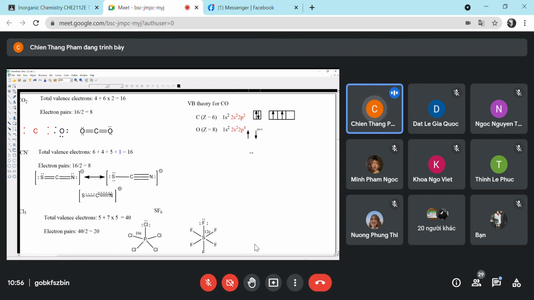And for oxygen, okay, so now this one is the atomic structure of carbon and oxygen. Which orbital overlaps with which orbital to form the bond in CO?